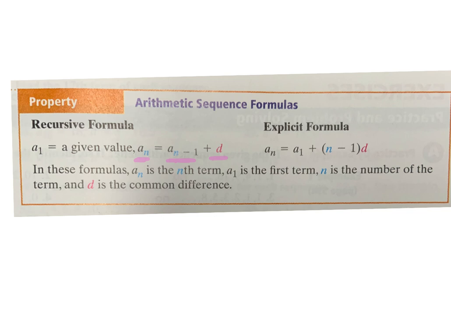So what happens with explicit? Explicit means that I don't have to go looking for it, all right? So explicit formula says, you know what? I don't need the term in front of it. I just need the first term and I need the common difference. Once I have that, I can find any term in the sequence without having to walk to it. That is the explicit formula, all right? Explicit. Why does this work?